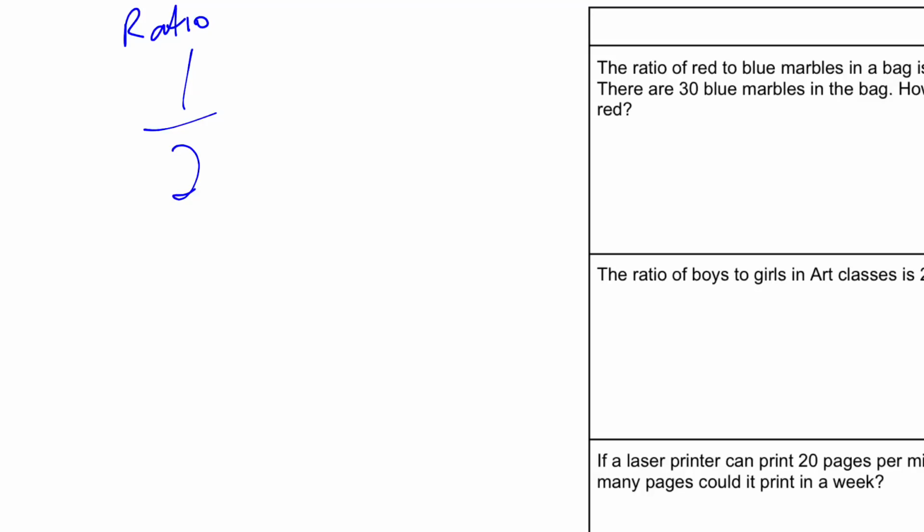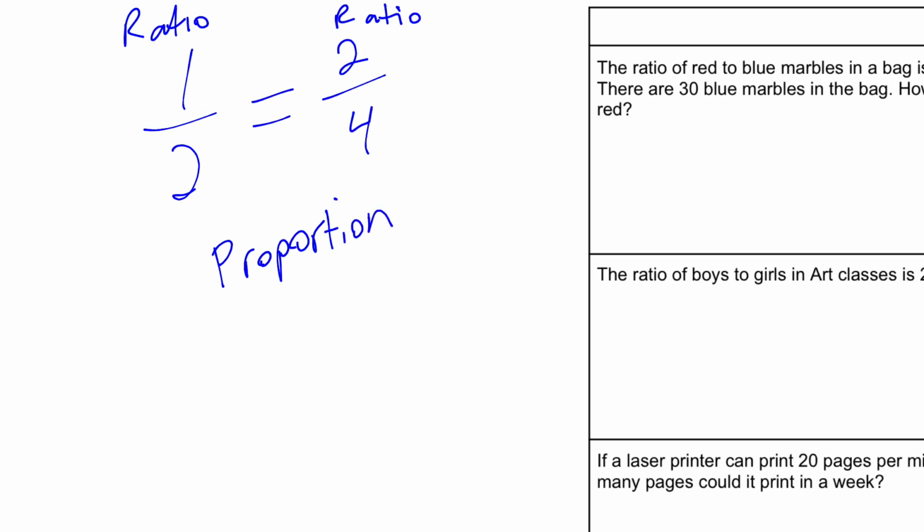A ratio is a fraction like 1 over 2. If I set that equal to something like 2 over 4, that's another ratio. And you'll find that these two ratios are equal to each other. That is what's called a proportion. And we can use these proportional relationships to make predictions about different dimensions or different phenomena.